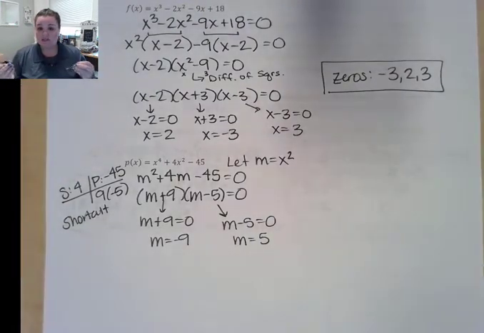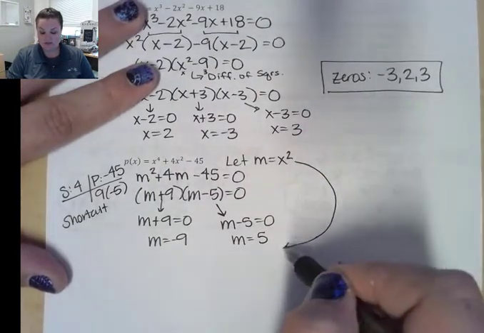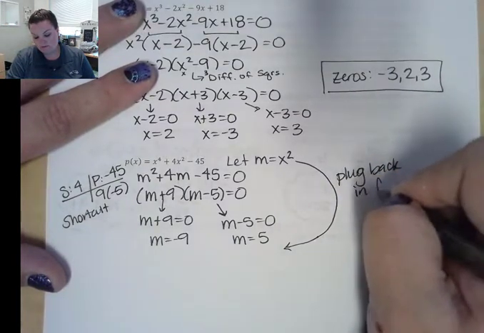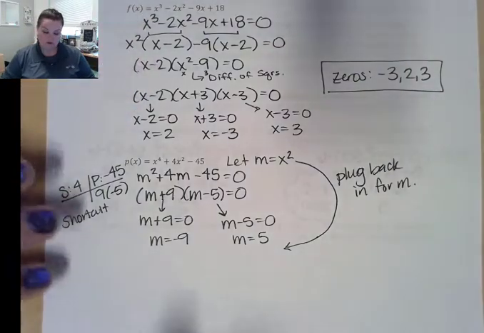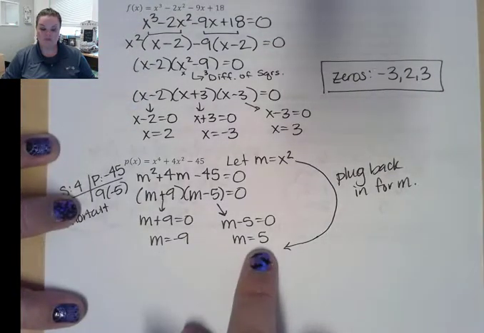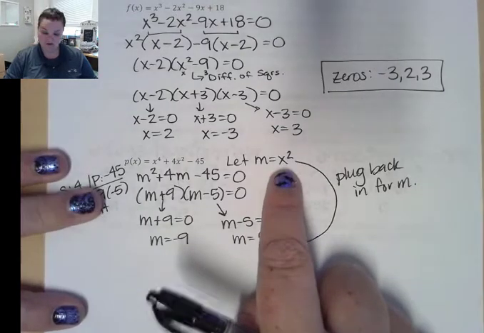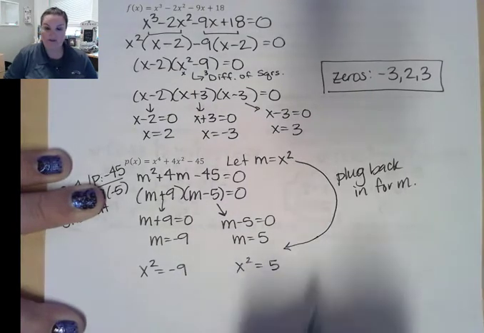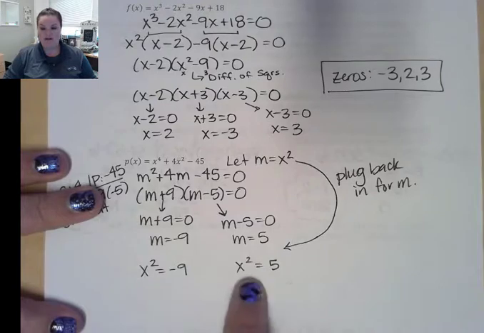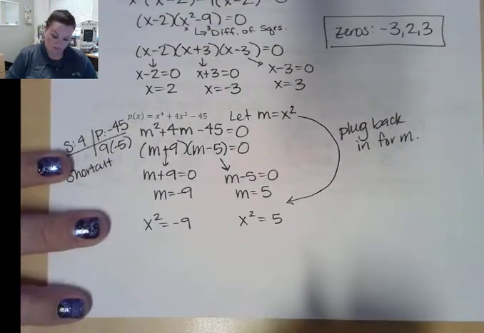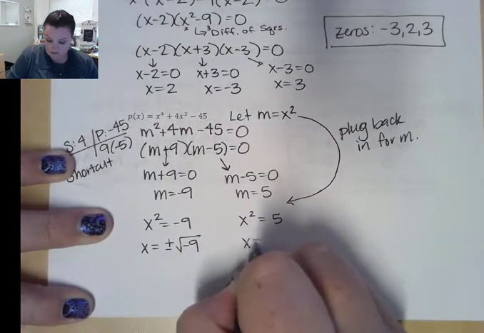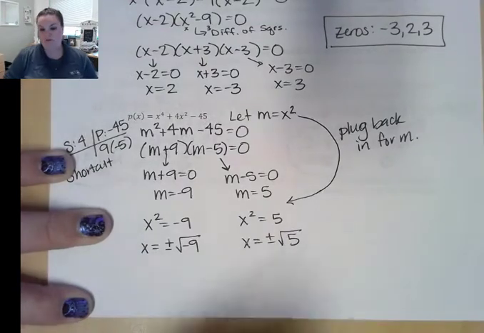So we've solved and got our answers, but we've solved for m. Okay, so now we need to plug these back in. Plug back in for m. Okay, so we know that m equals -9 or m equals 5, and m was originally x squared. So really this means that x squared equals -9 or x squared equals 5, right? And now I can finish solving for x. So I can do the square root. So I get x is equal to plus or minus the square root of -9, or x is equal to plus or minus the square root of 5.